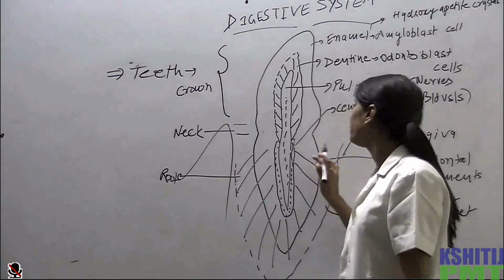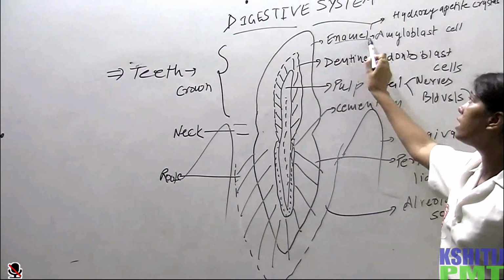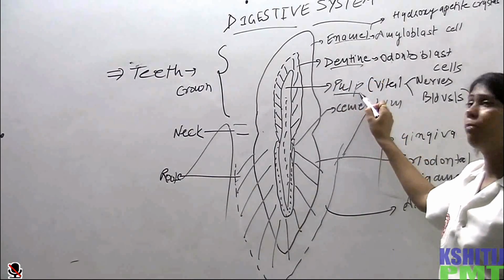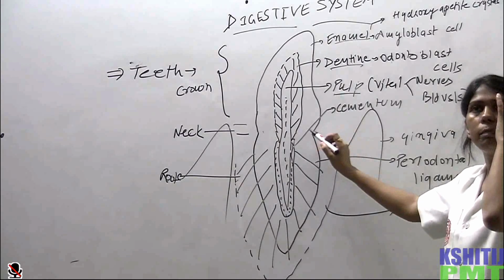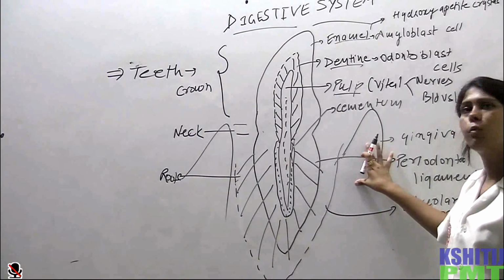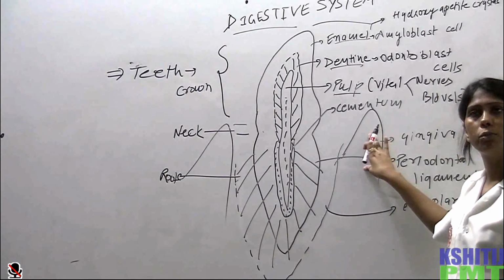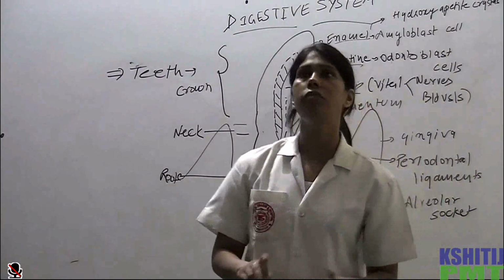So coming back to the crown, we have three tissues: enamel, dentin, and pulp. In the root we again have three tissues: pulp, cementum, and periodontal ligament. The root is covered with the gingiva, that is the gums. So this is the structure of teeth.